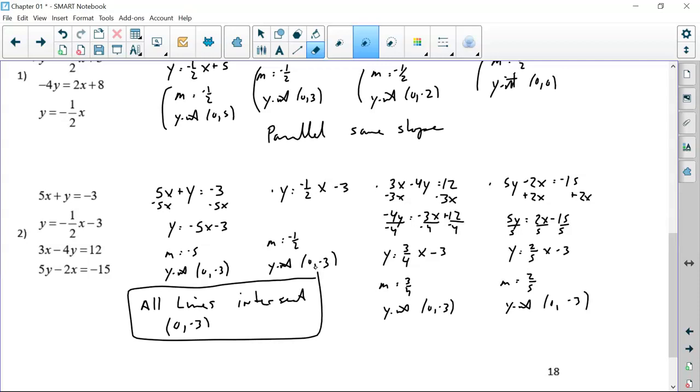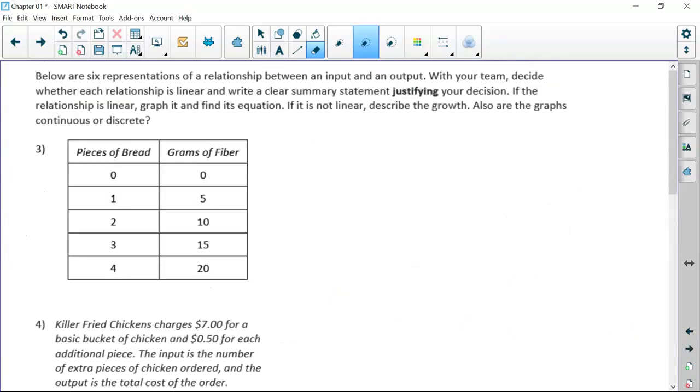Let's turn to the next page, please, and we're going to be talking about the graphs and if they're going to be continuous or discrete. Continuous means that they all form a connected line. There's an infinite number of points on that line. Discrete means we're only looking at each individual point.